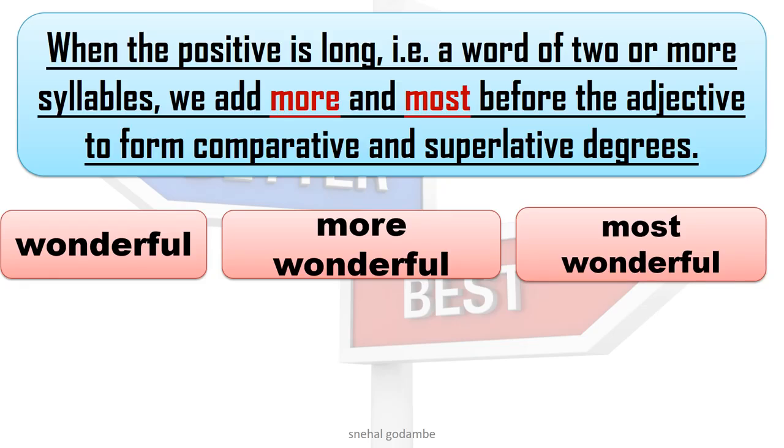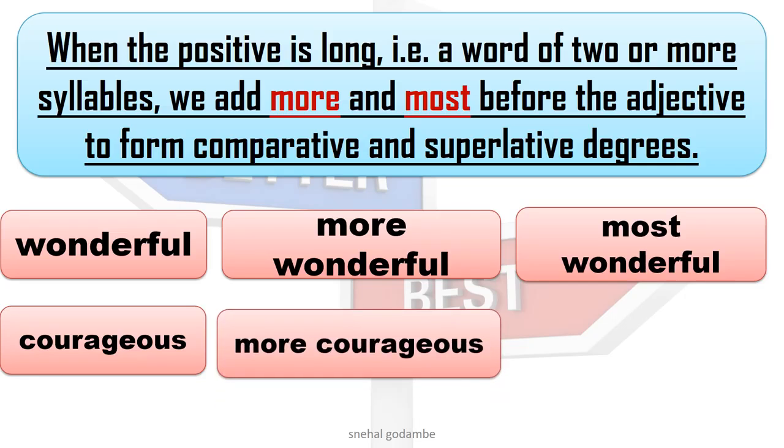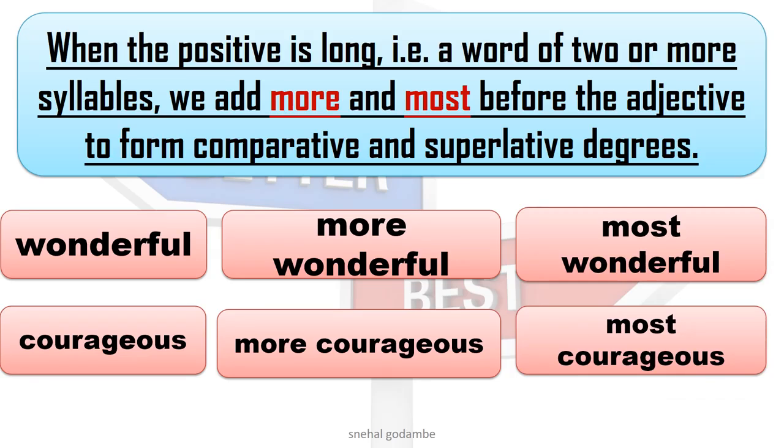We will see one more example. Courageous. We have read this word in Androcles and the Lion's lesson. So he was a courageous man. In comparative form, more courageous, and in superlative form, most courageous.